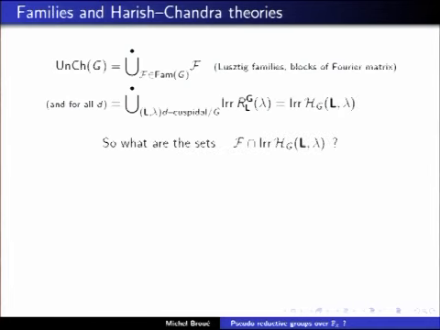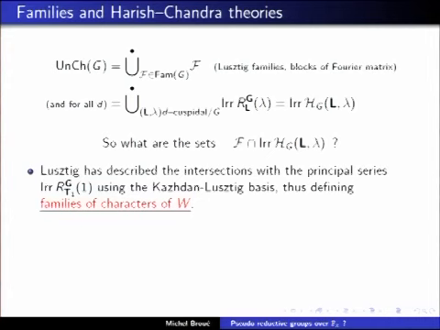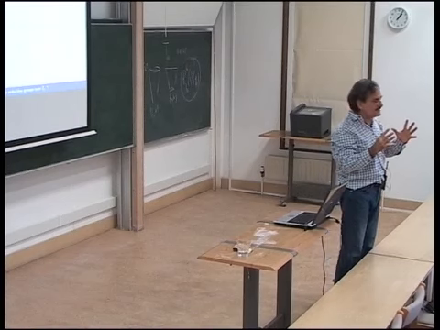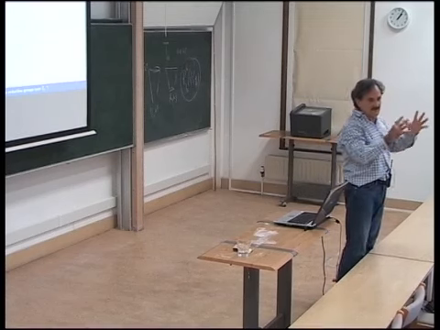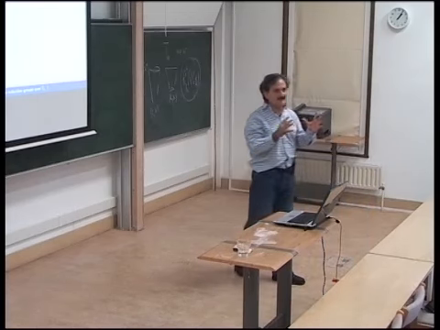So what are the traces of the families over the partition defined by the Harish-Chandra theories? The answer is quite interesting because Lusztig, for example, has described the intersections with the principal series, simply. So the irreducible characters from the split torus up to G of 1. The intersections with the families are just the families defined by the Kazhdan-Lusztig basis. So it relies on this heavy machinery of the Kazhdan-Lusztig basis, the two-sided cells, and so on. Okay, this is the description.